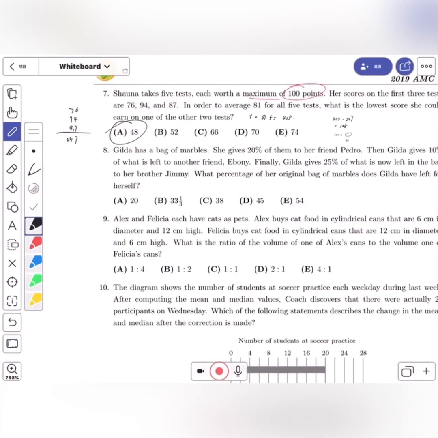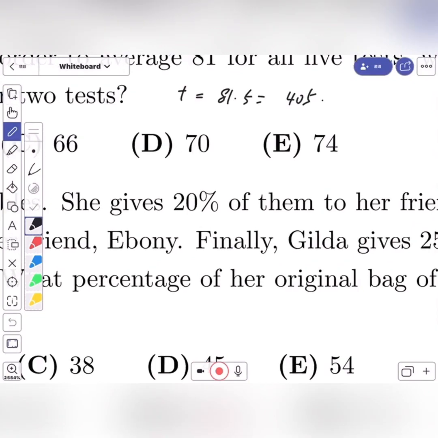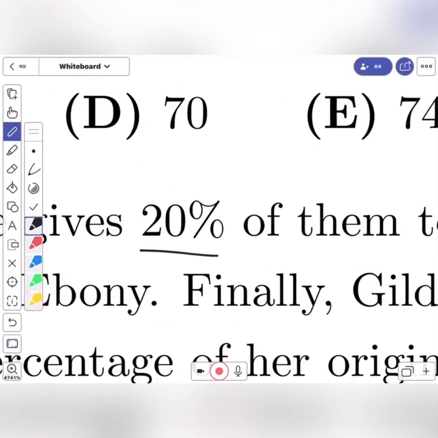Now, number 8. Gilda has a bag of marbles. She gives 20% of them to her friend Pedro. Then Gilda gives 10% of what is left to another friend. And finally, Gilda gives 25% of what's now left in the bag to her brother Jimmy. What percentage of her original bag of marbles does Gilda have left for herself? So now let's take a look here. If we give 20% to someone else, then we're going to have 80%, right? So basically 1 minus 1/5.